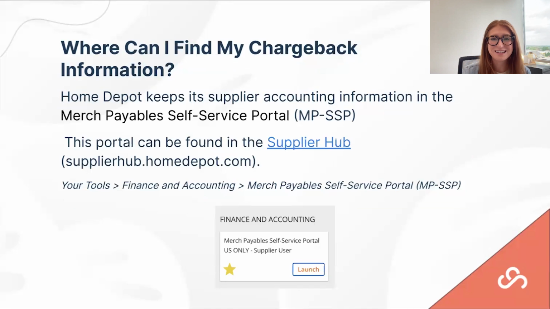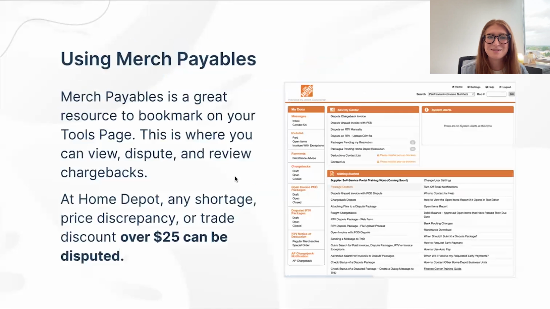There's a lot of different buckets, a lot of different places where things hide, but generally speaking, here's what it looks like. And again, we're probably all familiar, but as a reminder, Home Depot says that you can only dispute things over $25. So just keep that in mind, but they won't distribute the dispute package if it isn't above $25.